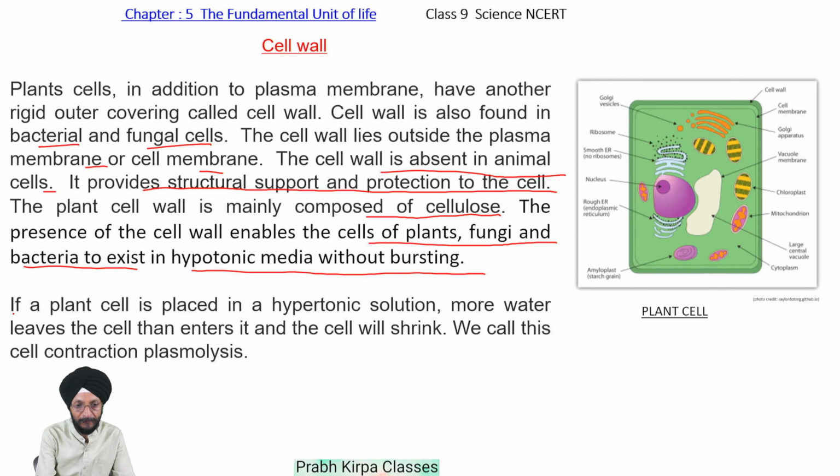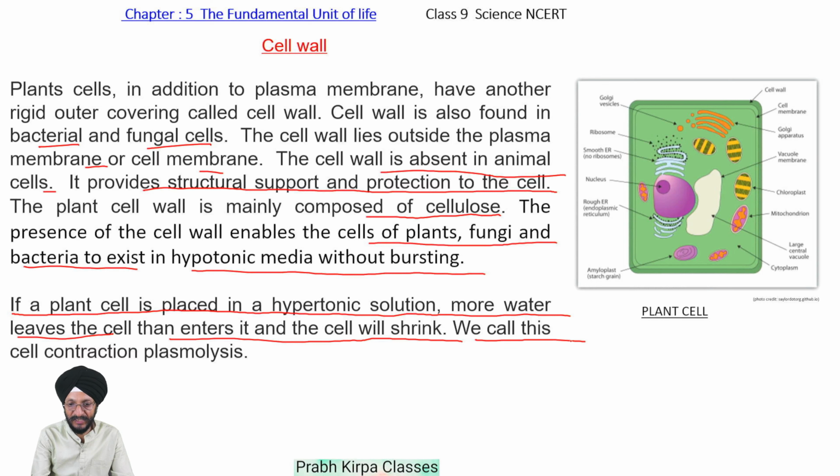So if a plant cell is placed in a hypertonic solution, more water leaves the cell than enters it, and the cell will shrink. We call this cell contraction plasmolysis.